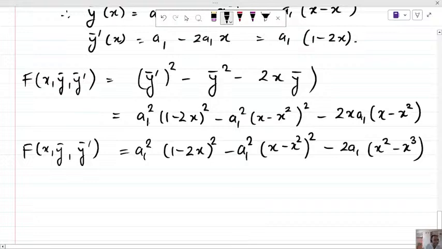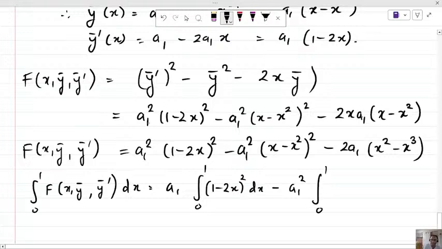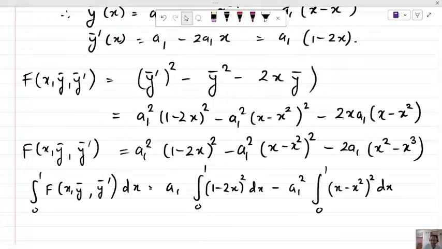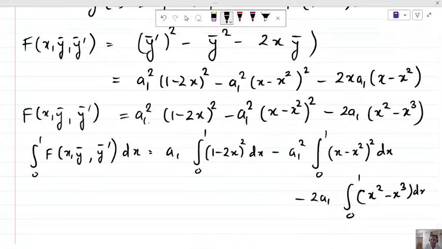I will integrate it all throughout from 0 to 1, f of x y bar dash dx. So here I will get a1 integral 0 to 1 minus 2x square dx, minus a1 square integral 0 to 1 x minus x square the whole square dx, and then there is 2a1 integral 0 to 1 x square minus x cube dx.